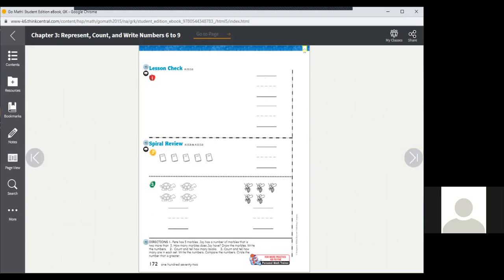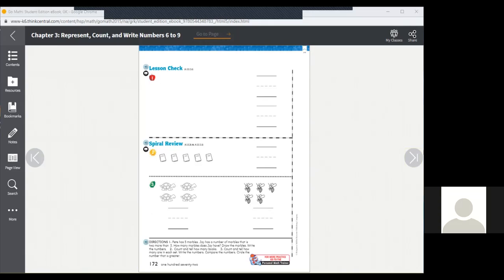And then you're going to have this page, and this page is basically more practice. On number 1, reading the directions, drawing our pictures to solve the problem. And then number 2, you're going to count the notebooks and then write the number. And number 3, you're going to count the turtles. How many turtles are there? And then write the number. How many bees are there? And write the number. Okay.